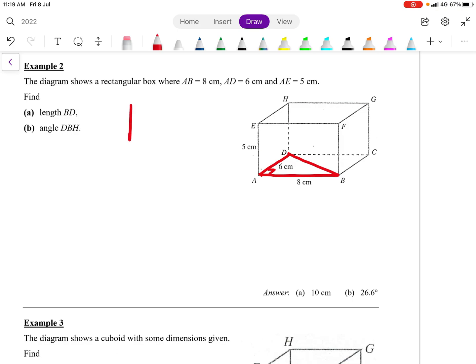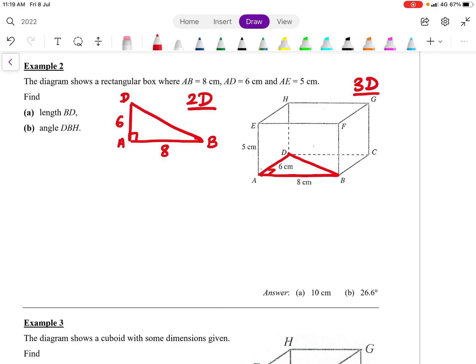So I'll draw out this triangle. Okay. A is here. D is here. B is here. This is 6. This is 8. This is what I call the two-dimension diagram. This is the three-dimension diagram.